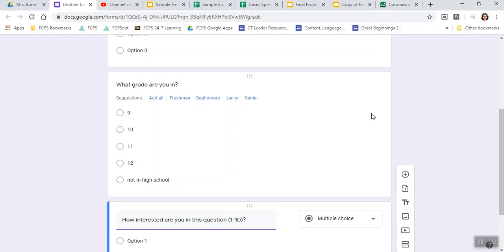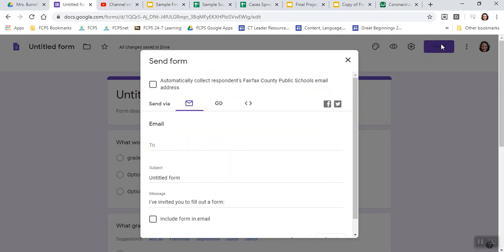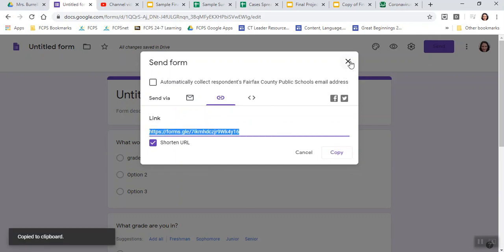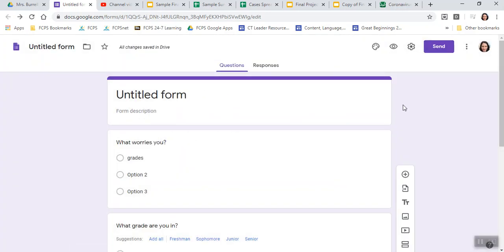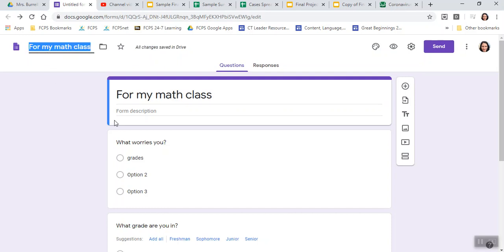Once you do your survey, you need to share it. You can email it to people directly, but for it to be a voluntary response you would need to post the link. I usually click shorten URL and then I copy the link. And then you can post that link in social media, or you can just put your survey in social media directly. You can give it a title too, like for my math class, and then that should show up when you share that with people.